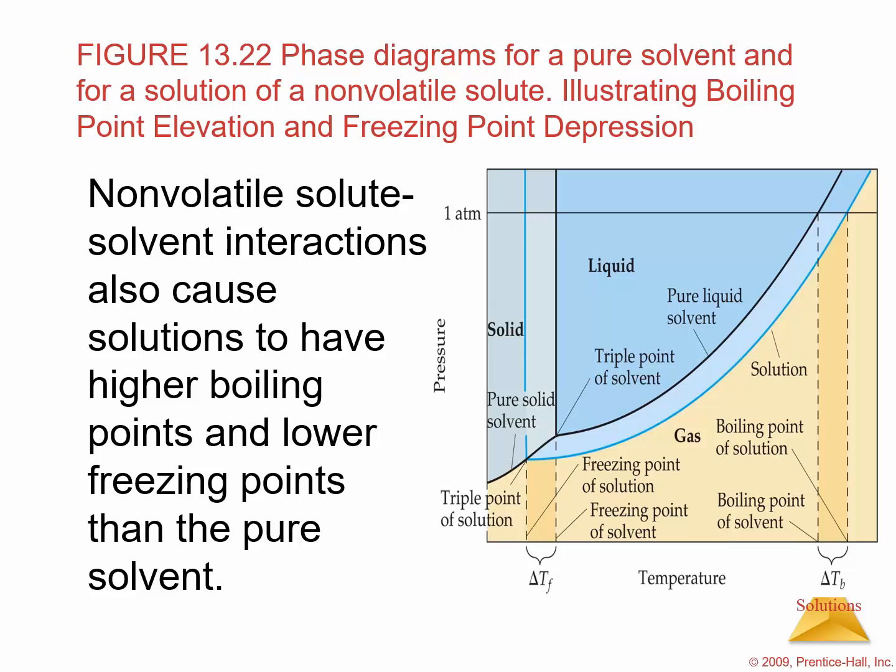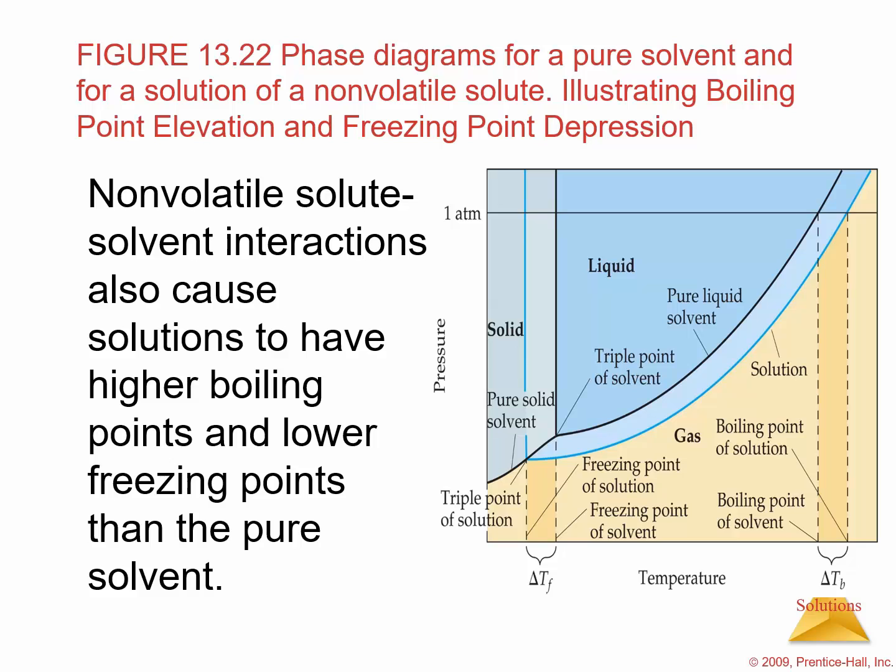Now, how will the phase diagram of a solution, and hence its boiling and freezing point, differ from those of the pure solvent? If we look at this phase diagram, the vapor pressure curve of the solution, the blue line, is shifted downward relative to the vapor pressure curve of the pure liquid, the black line. At any given temperature, the vapor pressure of the solution is lower than that of the pure liquid.